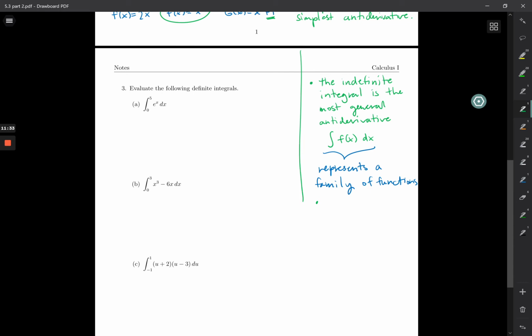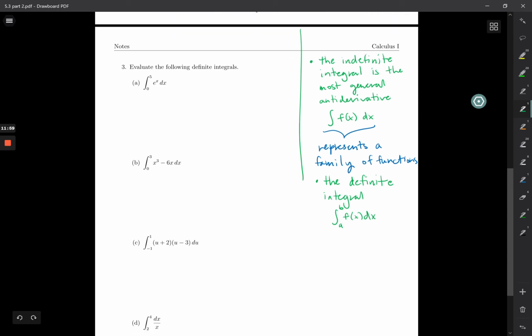The second would be the definite integral. So this looks similar, but this is where we have bounds on the top and the bottom of the integral. And what this gives us is a number. So remember that this is the area under, the signed area under the curve, whatever f is. And so this is a number, right?